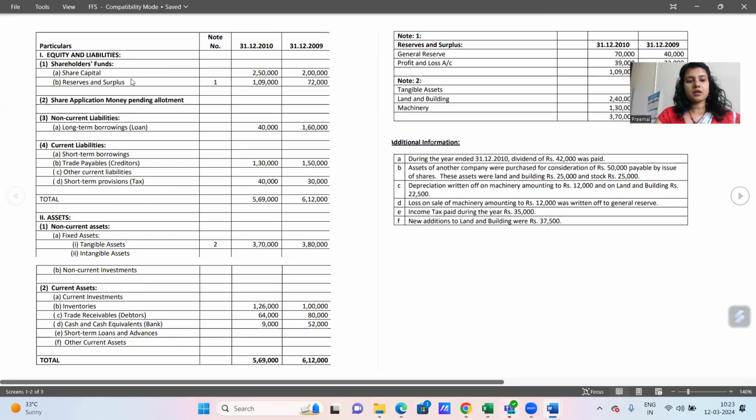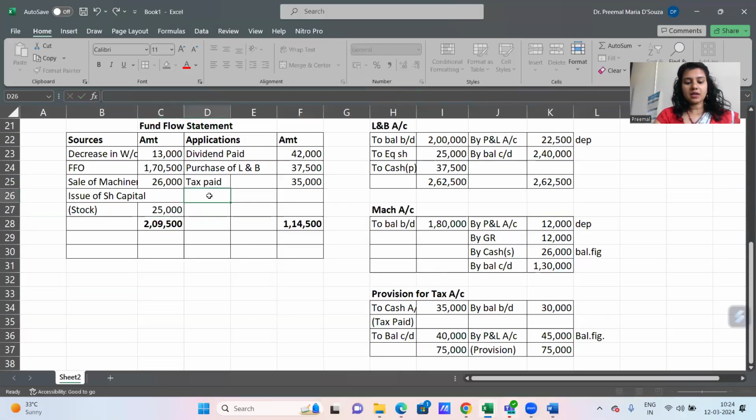Moving on, reserves and surplus is normally taken care of in step 2, so we don't have to worry about it right now. Then we have loan. Loan value from 1,60,000 is reducing to 40,000. That means there has been repayment of loan. Therefore, this is an application. Under applications, write down loan repaid, the difference amount 1,20,000.